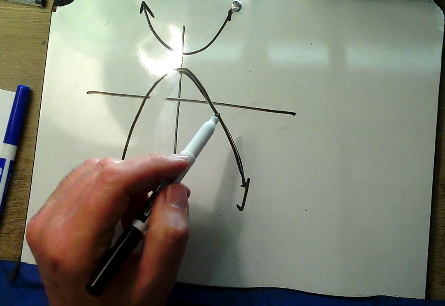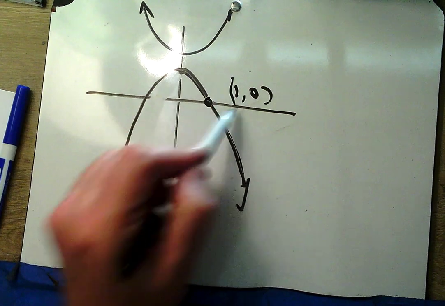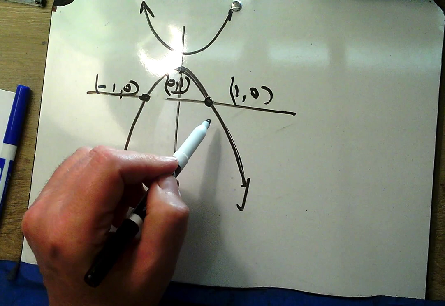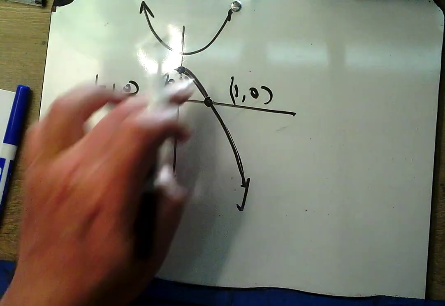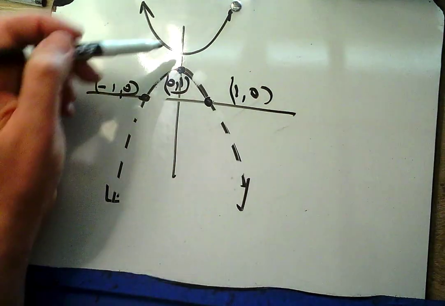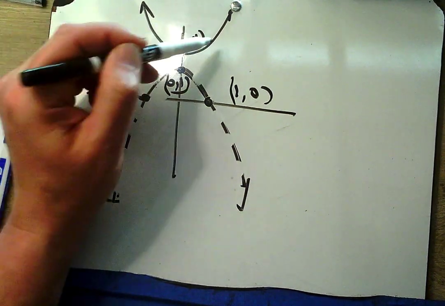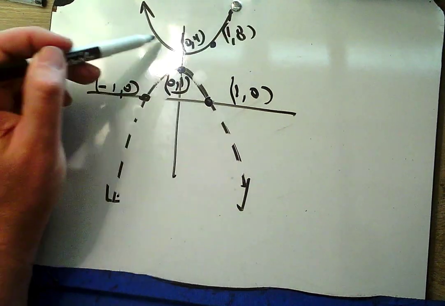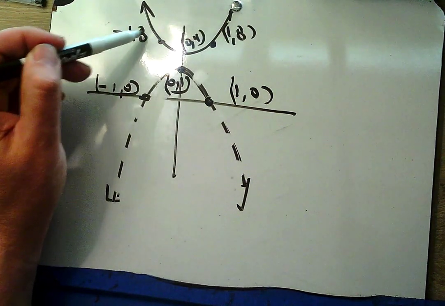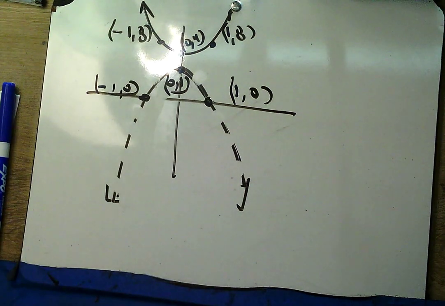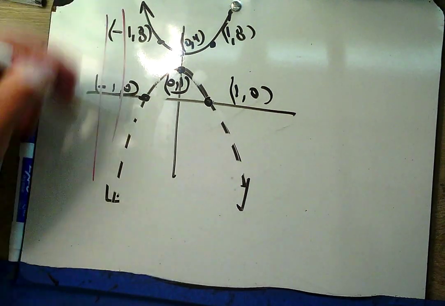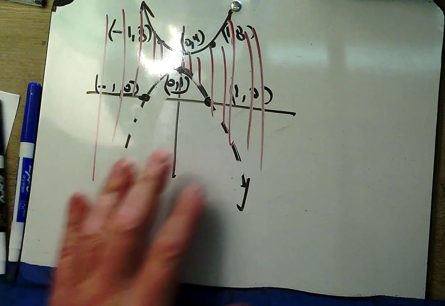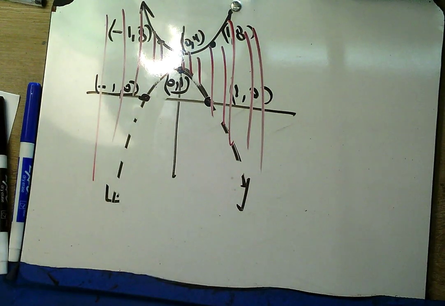All right, there we go. And so this is 1, 0. This is negative 1, 0. This is 0, 1. It's a dashed line. And this one is 0, 4. This is 1, 8. And this is negative 1, 8. And where's our shading? Our shading is there. So, please write the system of inequalities for this.